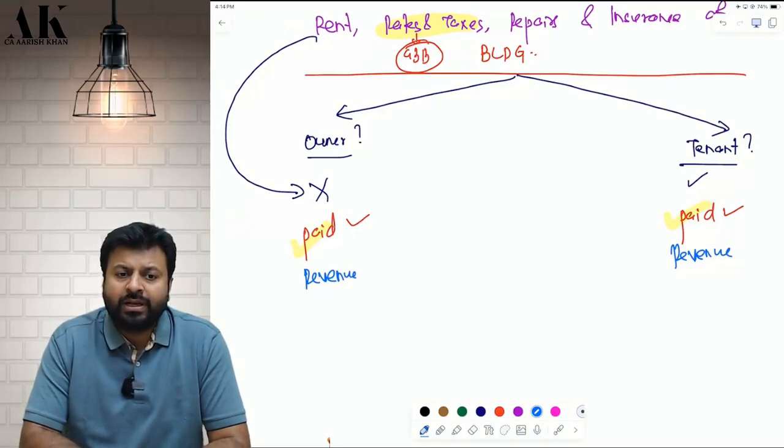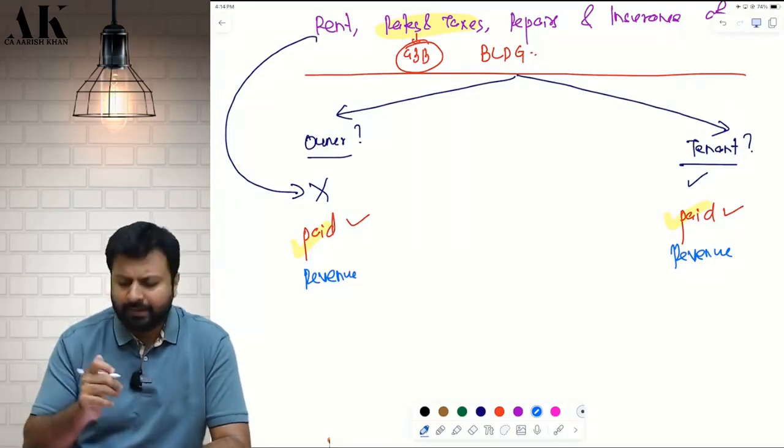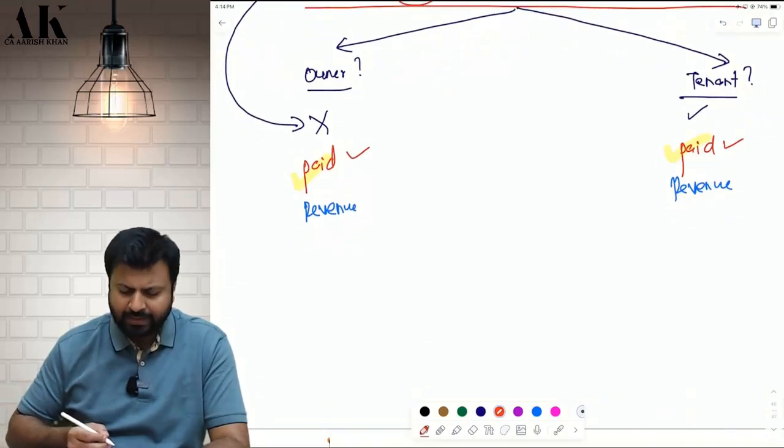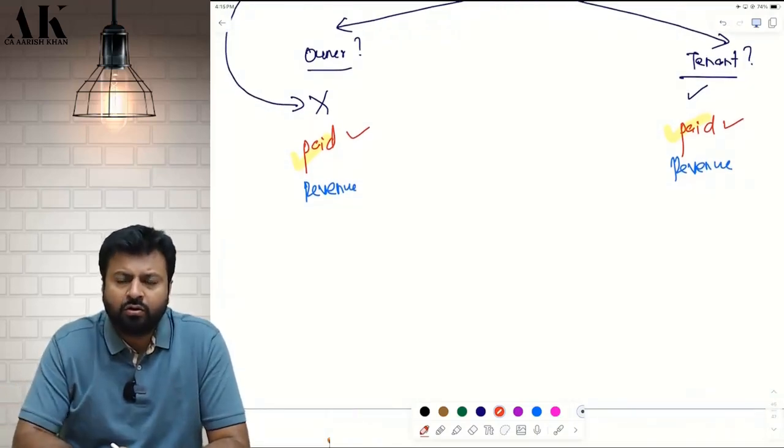So the repair has to be revenue repair. It cannot be capital repair. All kinds of revenue repairs you can claim over here. Sir, what about capital repair? Will I not get a deduction for capital repair? The government says that for capital repair, you have to capitalize the repair in the block of asset and then claim it.